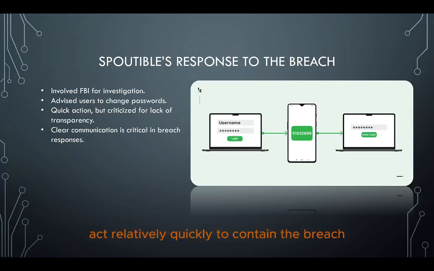While Spoutible acted relatively quickly to contain the breach and notify its users, there was some criticism about how much information they initially provided. Transparency is crucial in breach response because users need to know what specific data was exposed, how they may be affected, and what steps they should take to protect themselves. Spoutible's decision to involve law enforcement was a good step in ensuring that the breach would be properly investigated. However, as with many incidents like this, the speed and clarity of their communication with users could have been improved.